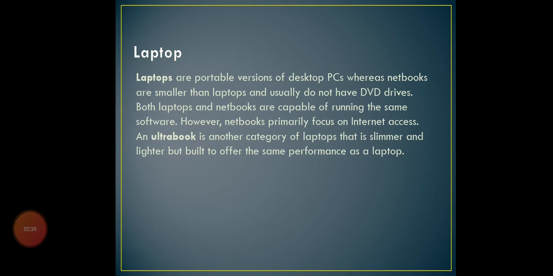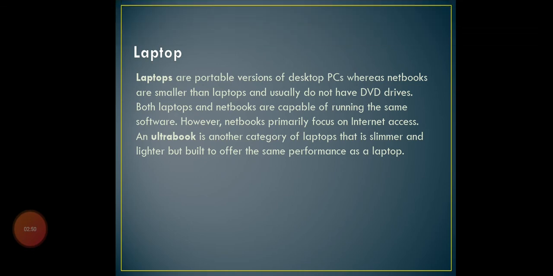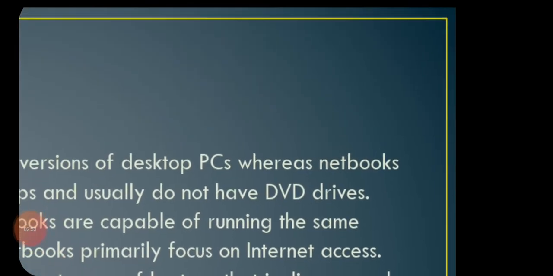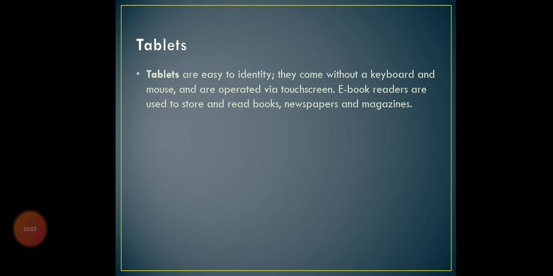An ultrabook is another category of laptops that is slimmer and lighter, but built to offer the same performance as a laptop. You can see the example of laptop. Now, tablets. These are easy to identify because it is in the hands of all the students, all the kids, right? They come without a keyboard and mouse and are operated through touch screen.